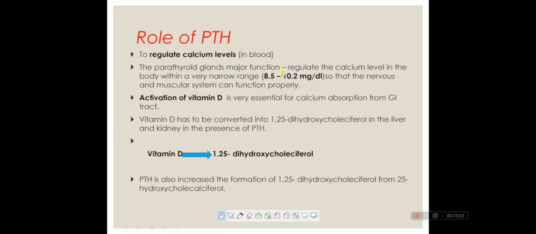All right. Then activation of vitamin D is also essential for calcium absorption from the GI tract, which is also regulated by the parathyroid hormone. So vitamin D has to get converted into 1,25-dihydroxycholecalciferol in the liver and the kidney in the presence of PTH, which is parathyroid hormone. So we can say that parathyroid hormone also increases the formation of dihydroxycholecalciferol.